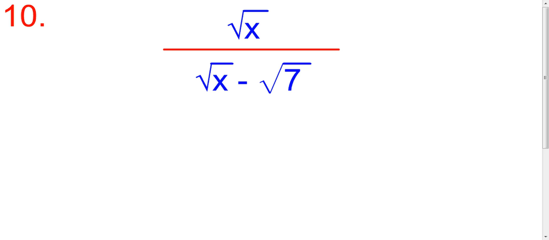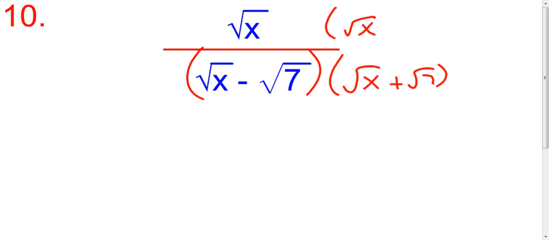All right, and I think we will skip this one. I will just tell you that when you do this, you would multiply by root x plus root 7, and then go ahead and distribute this through the top, and obviously FOIL out the bottom, and that should do it.